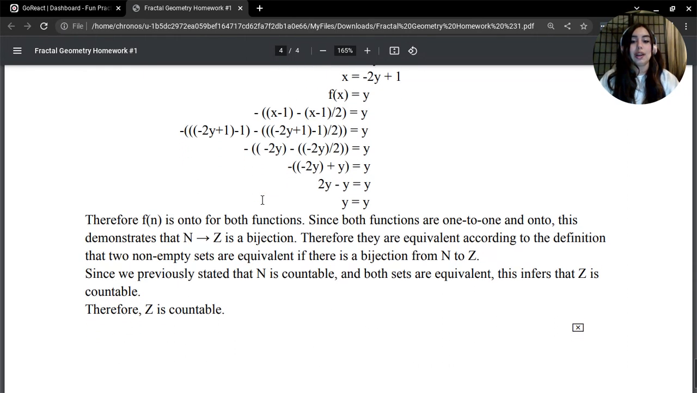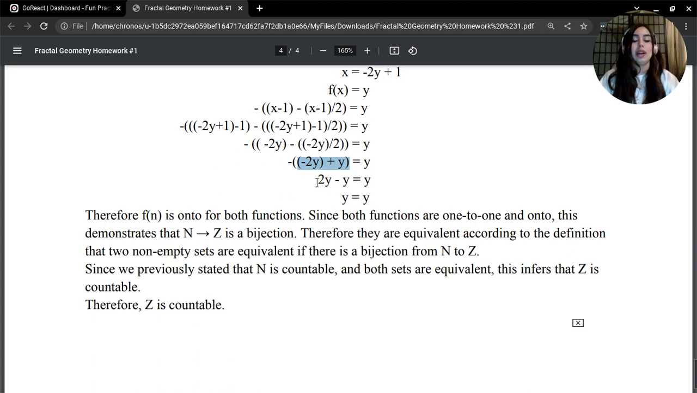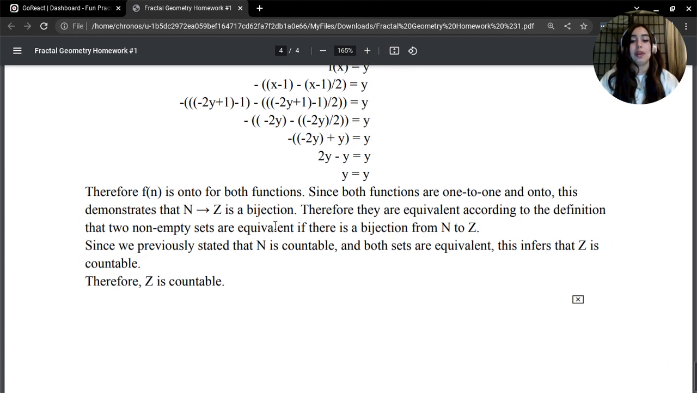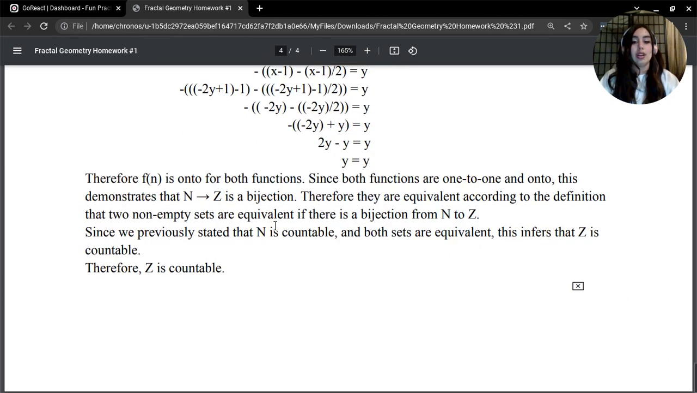And when we simplify, we get a similar structure as the previous one, and we divide this 2 right here. And at the end, we're left with a negative 2y plus y. We can then distribute the negative into our equation just to get rid of it. And then we have 2y minus y equal to y, and we have y equal to y at the end. So therefore, both of our functions are onto.